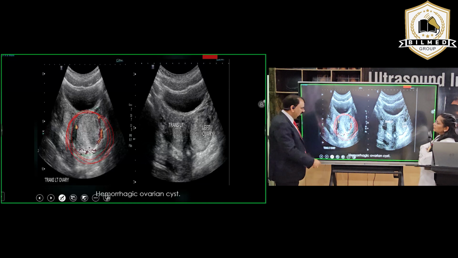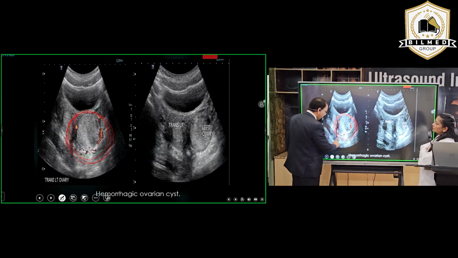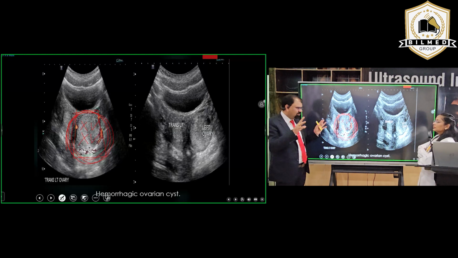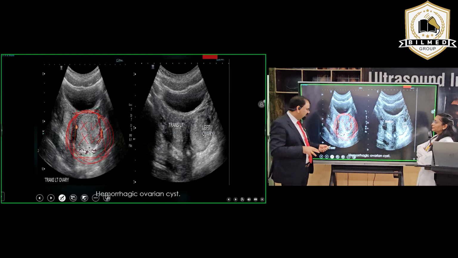Now on putting a color Doppler again, now see, if this is a hemorrhagic cyst, this will not take color. If this is a dermoid, again this will not take color. But if this is an endometrioma, this can take color. Yeah, it can take color. If it is a malignant cyst, it can take color. So this way you have to play with your neurons, right?